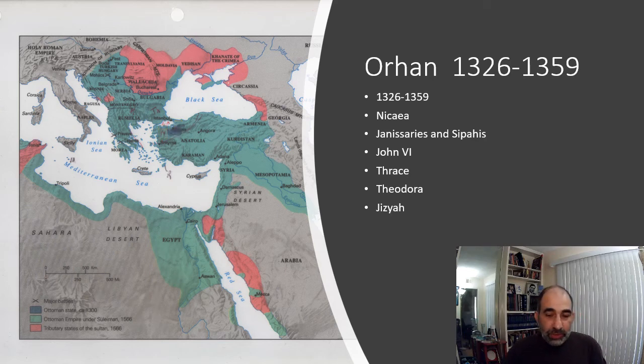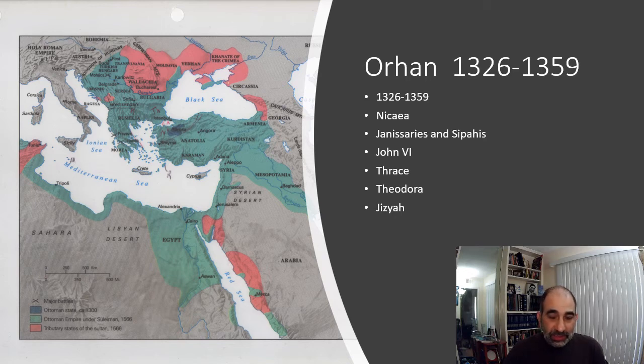One of the things that we're going to start to see is the establishment of the Janissaries, which are the military forces, the ground forces, and the Sipahis. Another term for my students you definitely want to know is the cavalry forces. They were effective, they were strong, and Orhan knew how to use them really well.